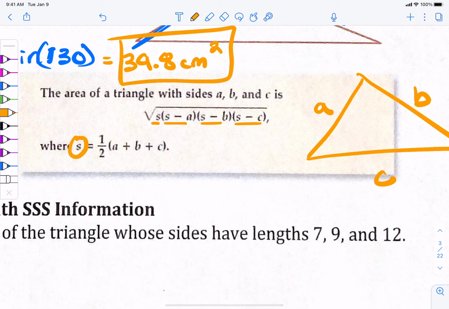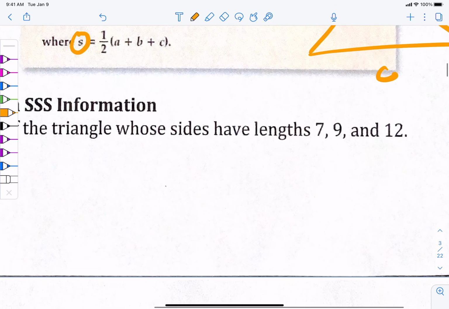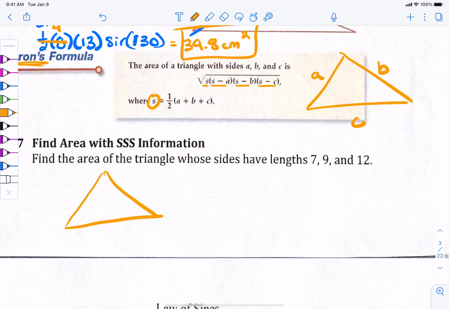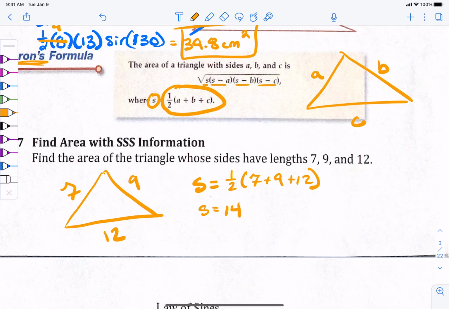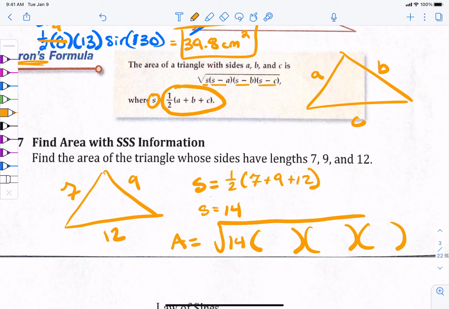So the first thing that you want to do when you have all 3 of your sides is calculate what S is, right? So my sides are 7, 9, and 12. 7, 9, 12, and I want to calculate S. S is 1/2 of 7, 9, and 12 added together. 1/2, 7 plus 9 plus 12. So take 7 plus 9 plus 12 and divide by 2. 14, perfect, okay? Then to find the area, I just take the square root of 14 times those other 3 pieces. And inside of here, it's 14 minus 7, 14 minus 9, 14 minus 12, okay?